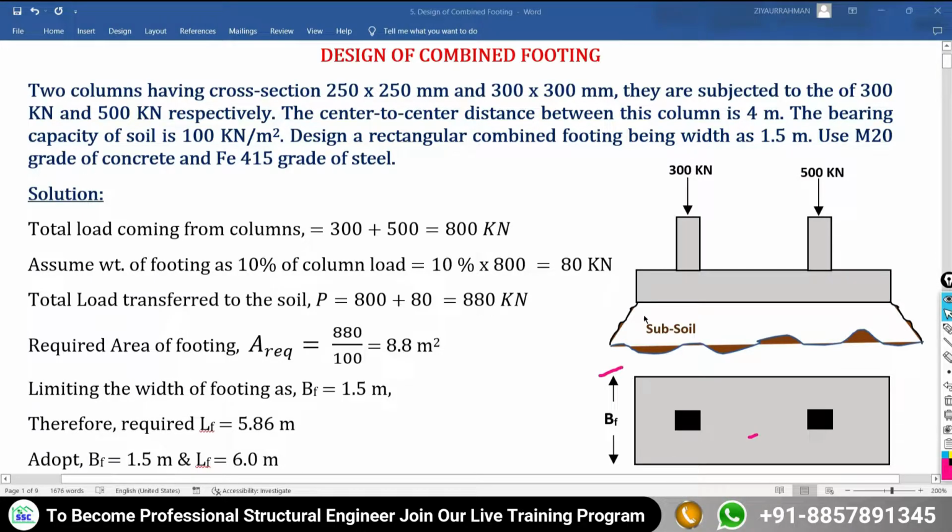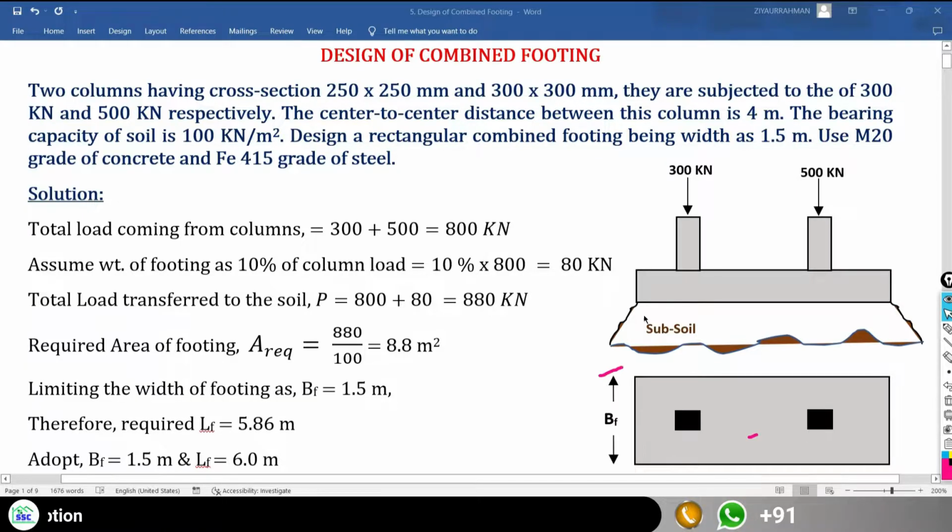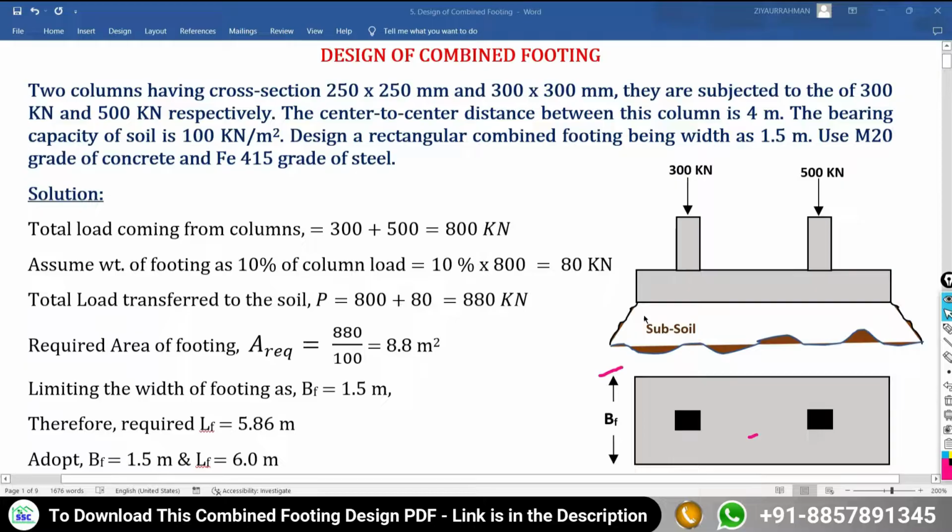So area of footing required was 8.8 meter square. Area of footing provided is going to become what? 9 meter square, means area provided is greater than area required. So we are going to say that the provision is what? Safe.